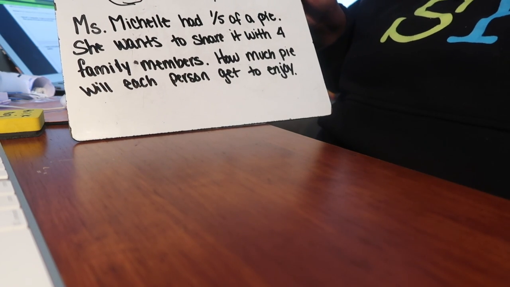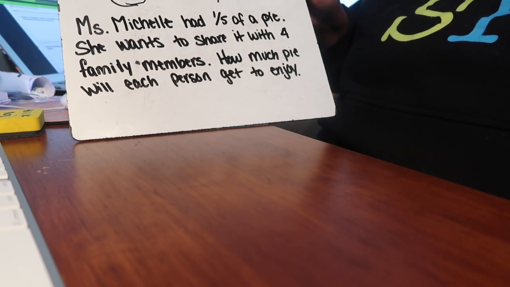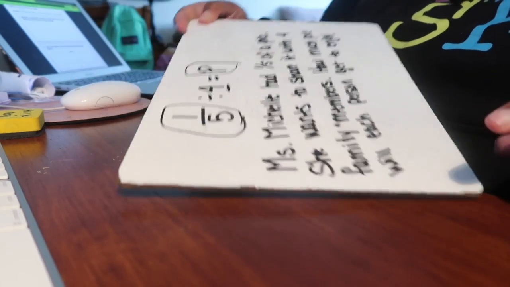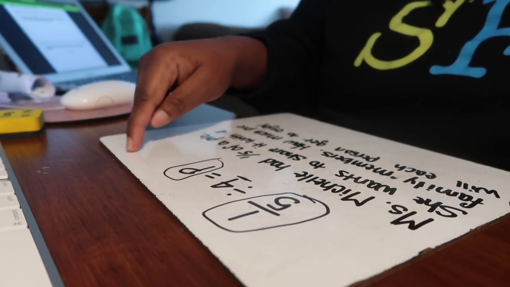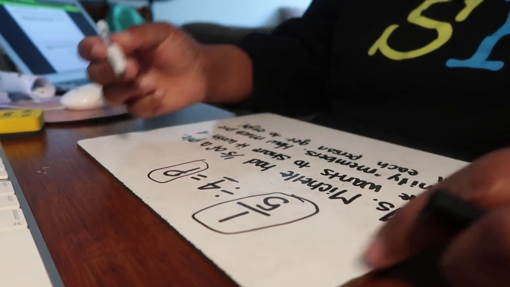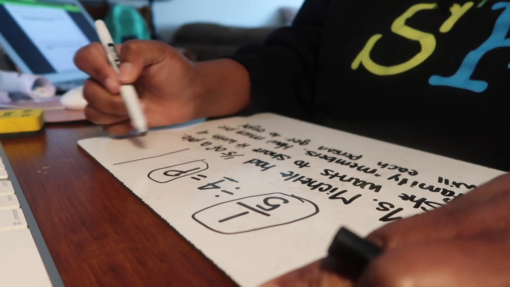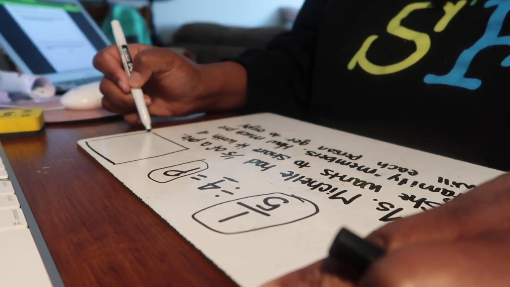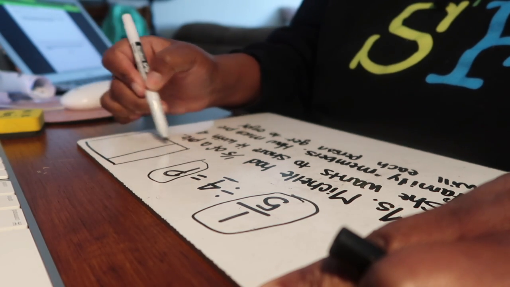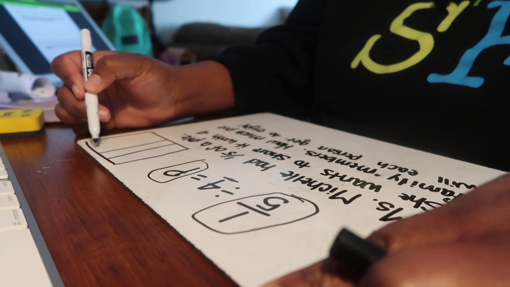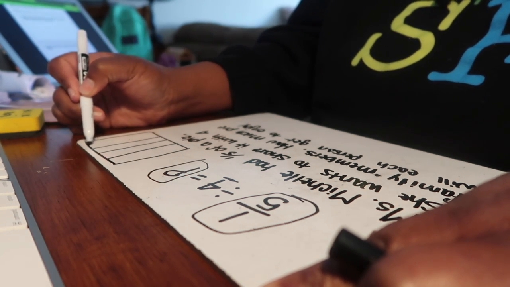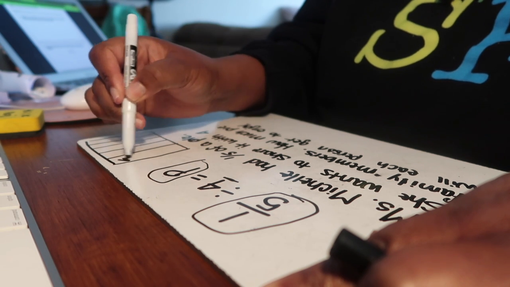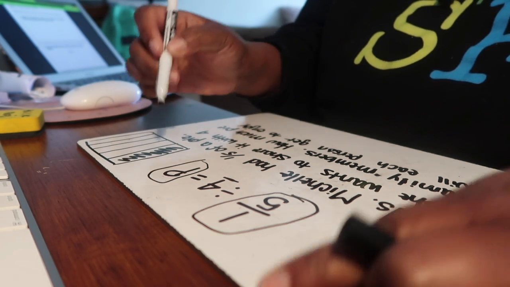All right. So it's the same thing. We're going to start by drawing a model. I'm going to draw a tiny model up here in this corner, so I don't have to erase the word problem. And I'm going to divide it into fifths because our fraction was 1/5. And I'm going to shade one of my fifths in.